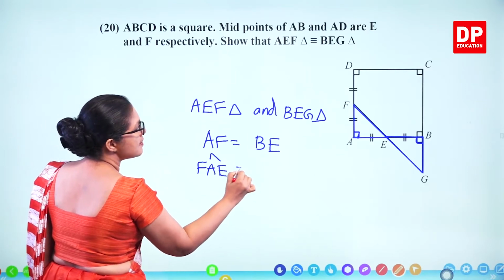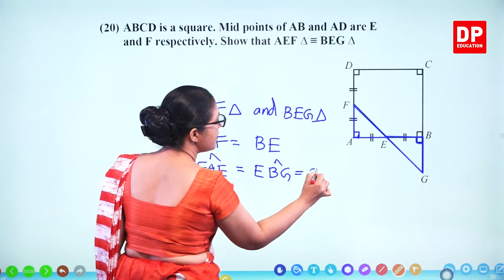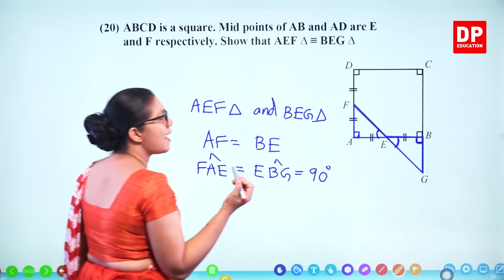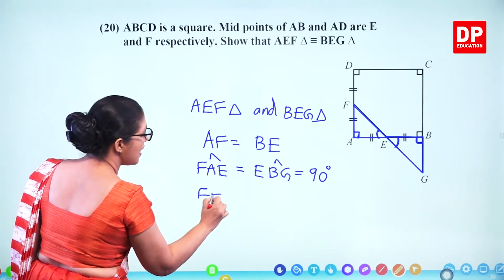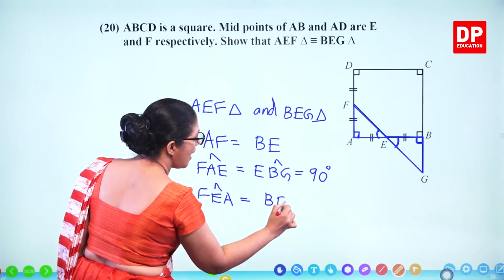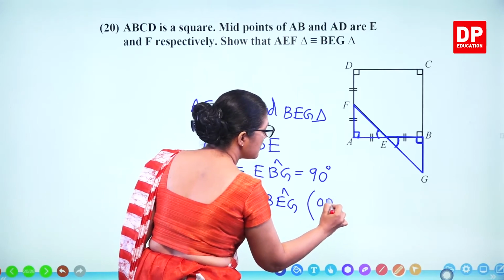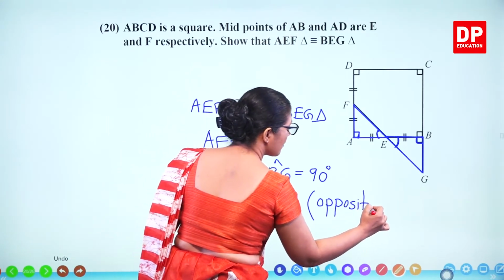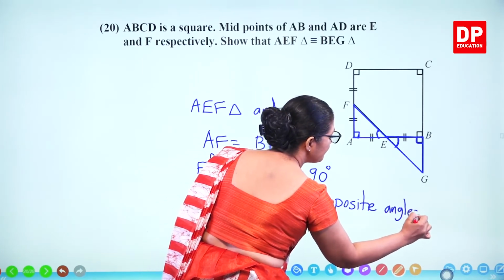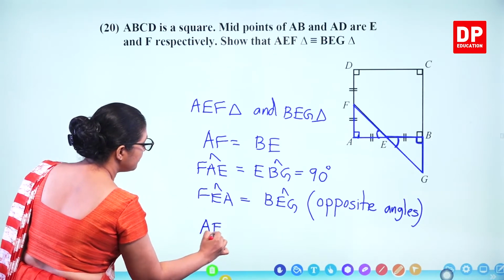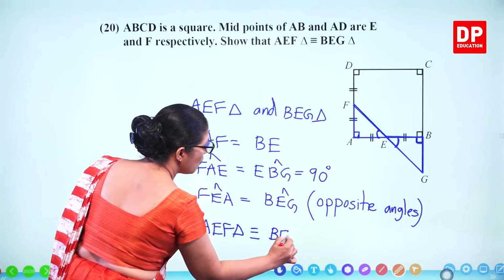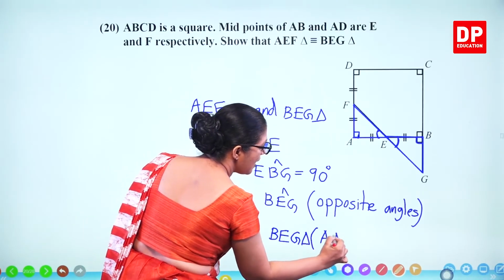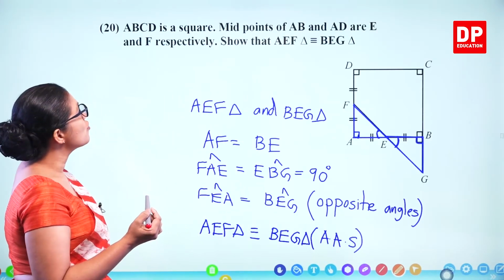FAE angle is, EBG angle, that's 90 degrees given. And also we can see this angle is equal to this angle. Opposite angles are equal. FEA angle is equal to BEG angle. This is opposite angles. So we can say these two triangles are congruent. What's the case? This is angle, angle and side. AAS. Angle, angle, side. So these two are congruent.